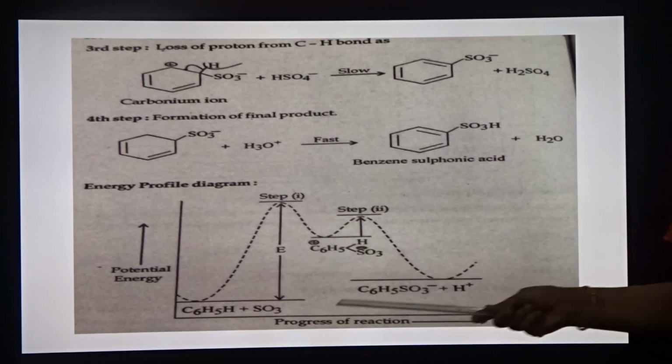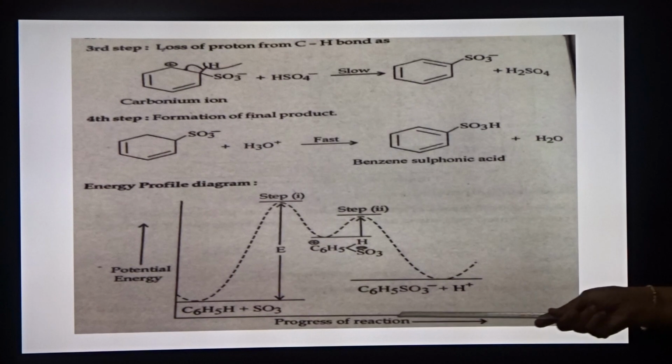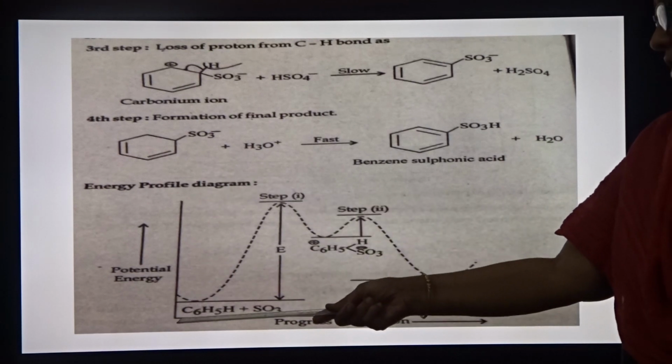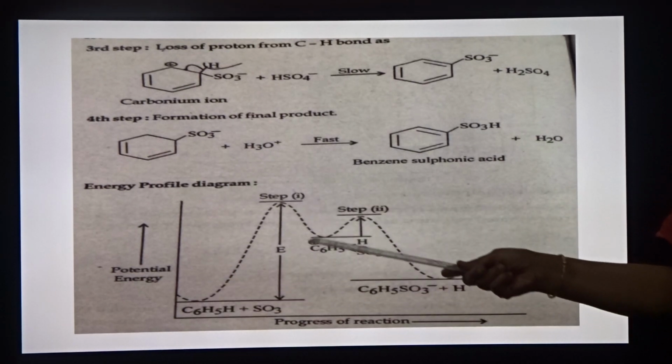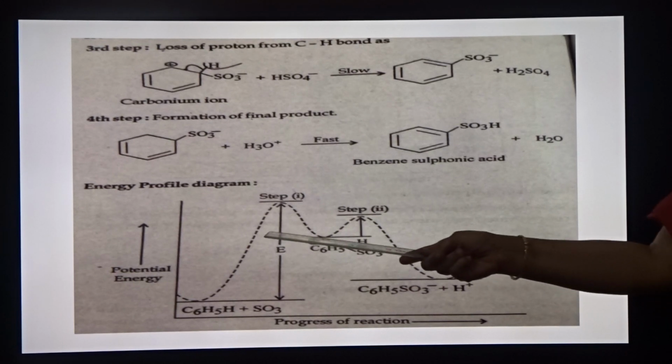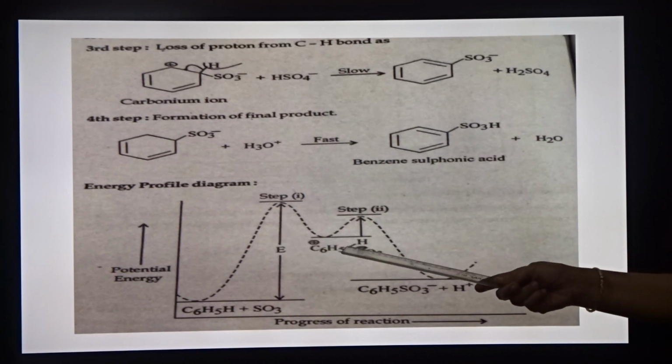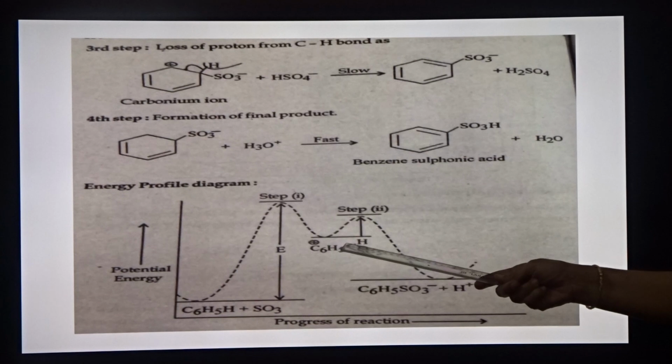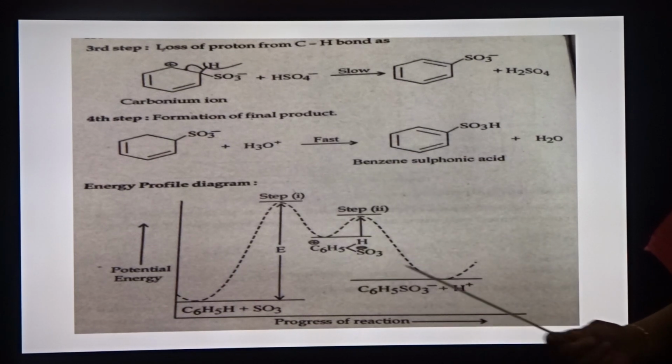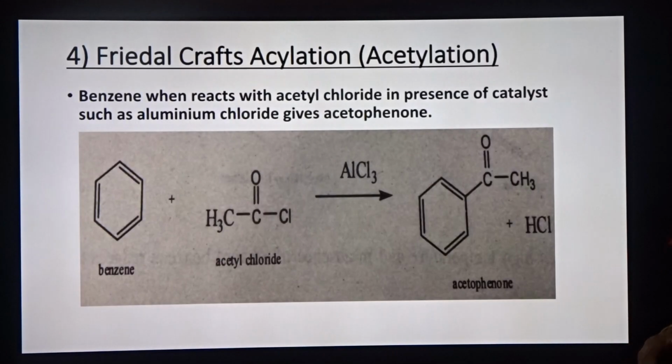This is the energy profile diagram. On the x-axis is the progress of reaction, on the y-axis is potential energy. This is step 1 and this is step 2. Step 2 has more energy than step 1. This type of diagram is known as an energy profile diagram.